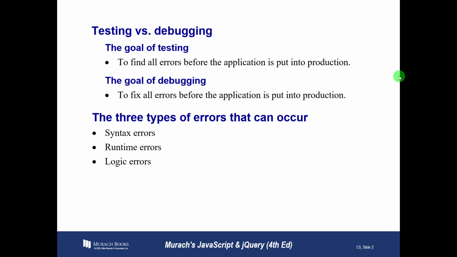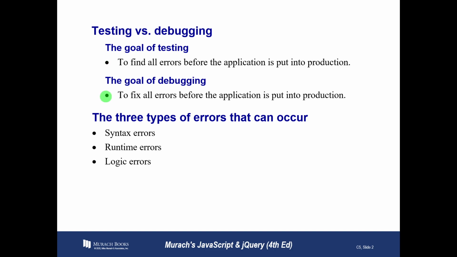But let's talk about testing and debugging. What's the goal of testing? Our goal in testing is to find all of our application errors before we put the application into production. You don't want to find them after users are already using it. So we need a good plan to test whatever applications we're writing.